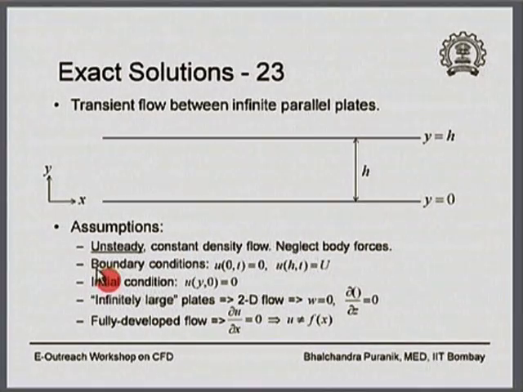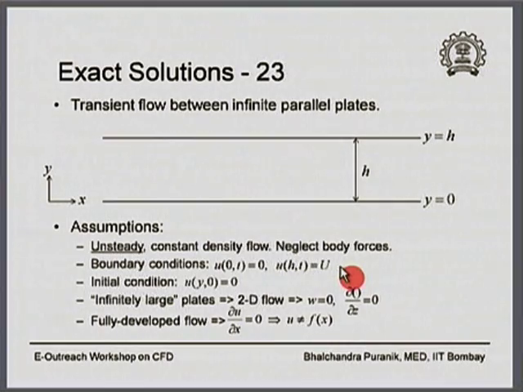The problem setting is such that at time equal to 0, the bottom plate is kept stationary all the time. However, the top plate is suddenly set into motion with a velocity of capital U. So for all times greater than 0, the top plate will be considered to be moving in its own plane with a velocity of capital U. So the idea is that we start from everything stationary, set the top plate in motion with a velocity of capital U at time equal to 0 plus, and then see how the flow field develops as a function of time.